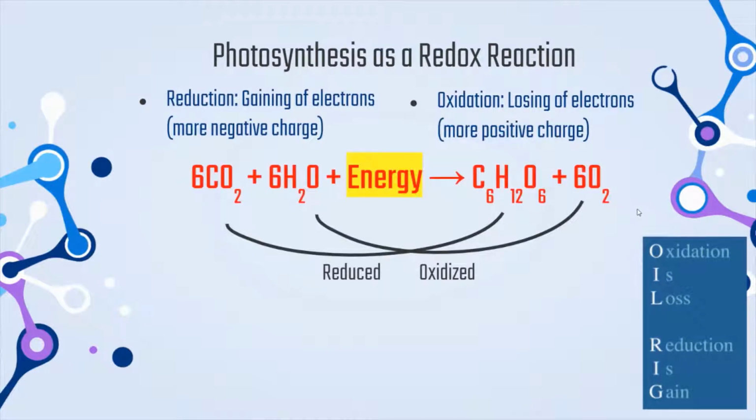So if you look at the equation for photosynthesis, it is basically the opposite of cellular respiration. So the carbon dioxide will be reduced into glucose, whereas water will be oxidized into oxygen. And it will also require an input of energy, which in this case is light energy. And because of this, photosynthesis is endergonic and uses energy.